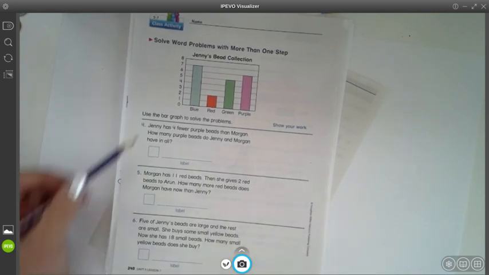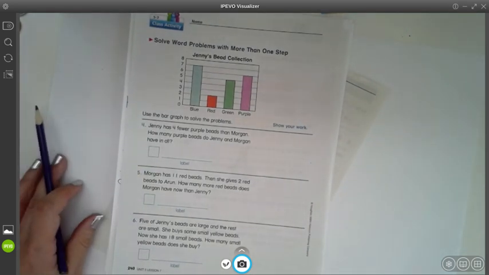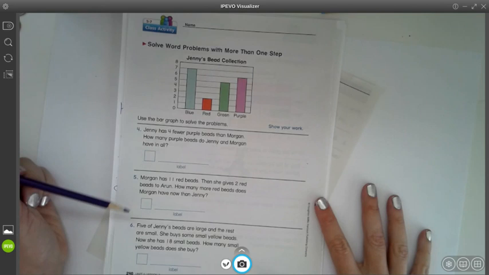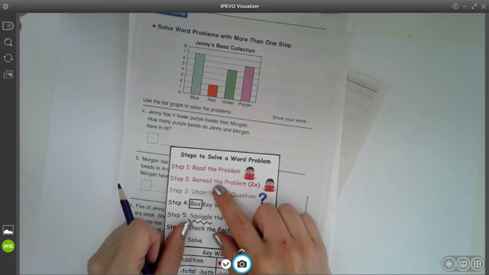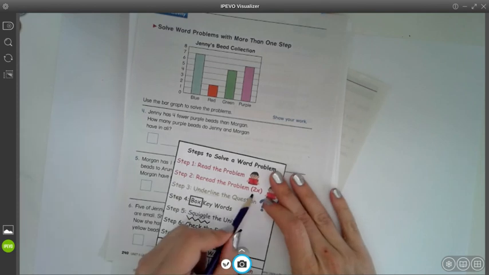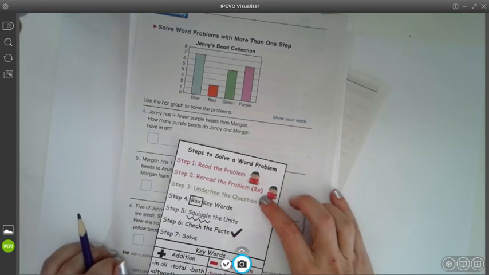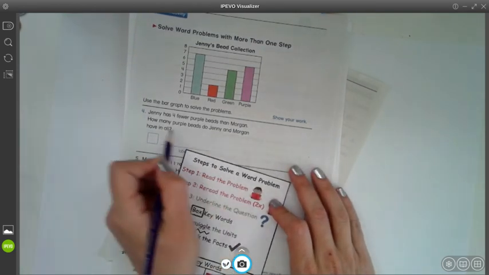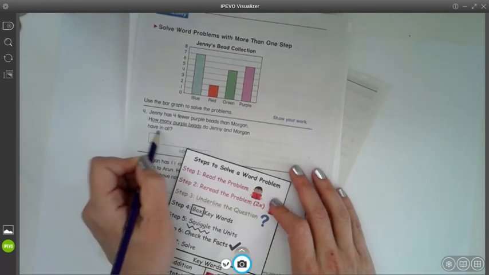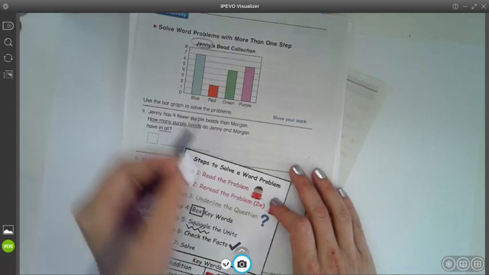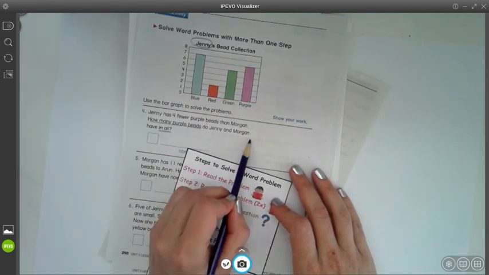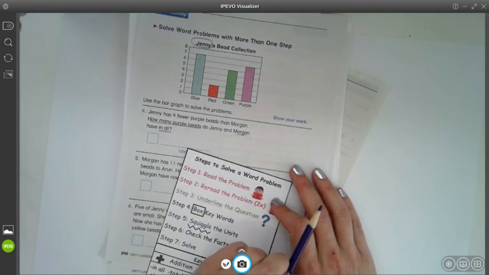On the back, it's very similar, again very similar kinds of situations. A couple of these are 2-step word problems, just like we just did. If you think back to the way that we like to solve math word problems, this is going to be really useful. You want to read that problem, reread the problem one more time, so you will have read it a couple of times. Underline the question: how many purple beads do these 2 people have in all? Notice this graph is only for Jenny, so you're going to use information from the word problem to find out how many beads Morgan has.